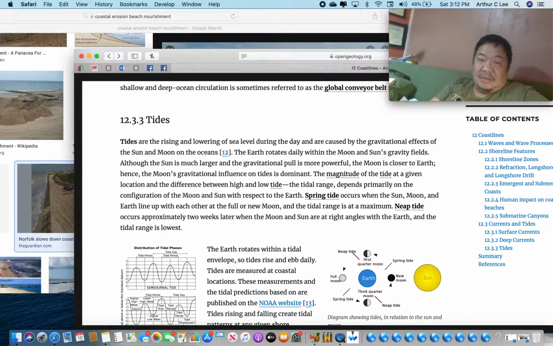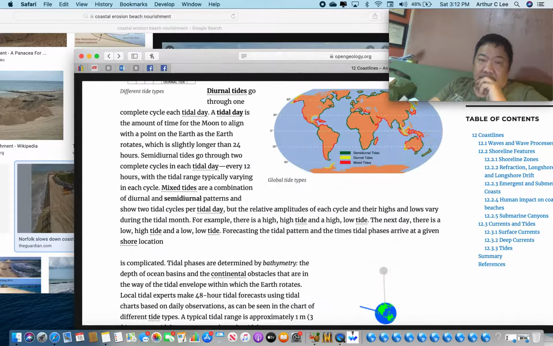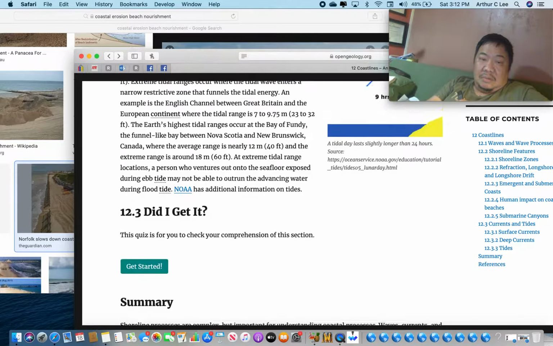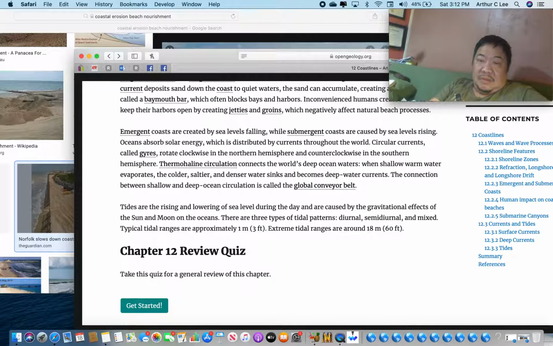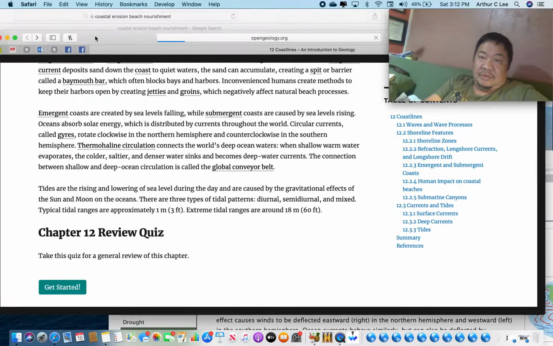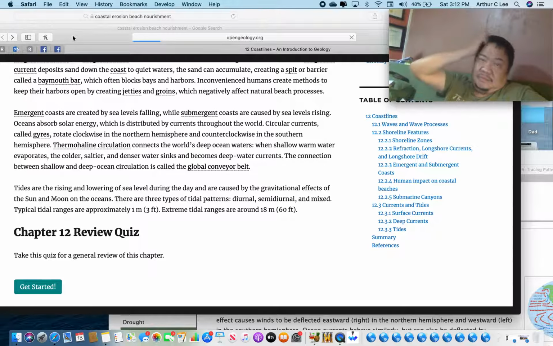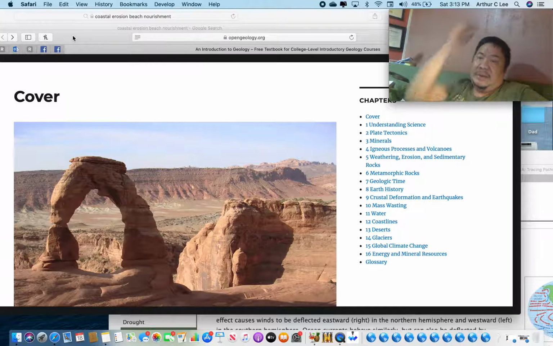We talked about the tides. Now, I'm going to start talking a little bit about the next chapter, chapter number 13. Ou en français, leçon 13.